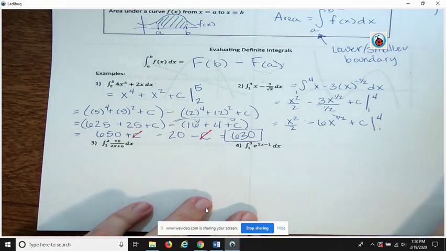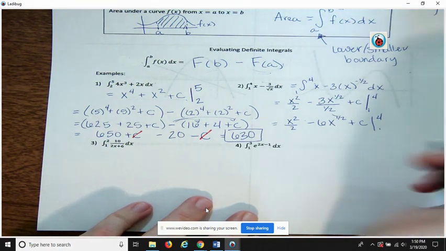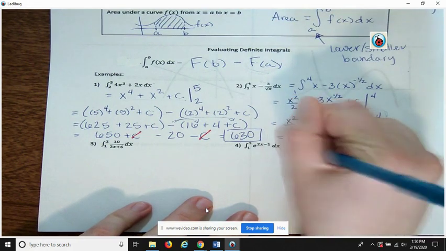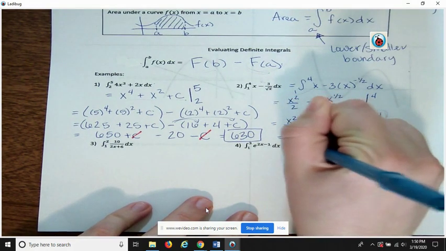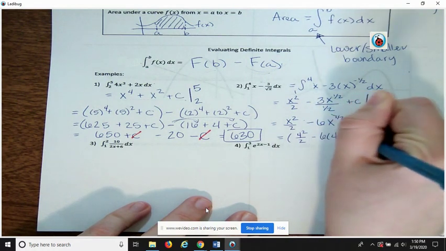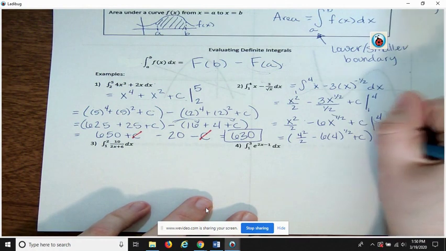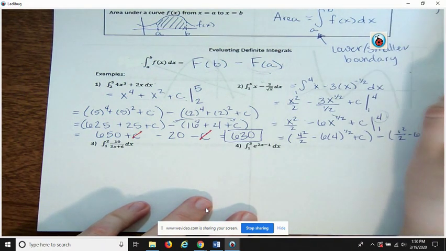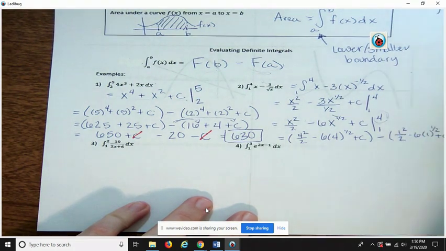So then, if we were in class, I would have asked you to do it. So then, let's see. First, we want to evaluate with the upper limit. So I'm going to have 4 squared over 2 minus 6 times 4 to the 1/2 power plus c. Then I'm going to subtract off, the lower bound was 1. So I'm going to have 1 squared over 2 minus 6 times 1 to the 1/2 power plus c.